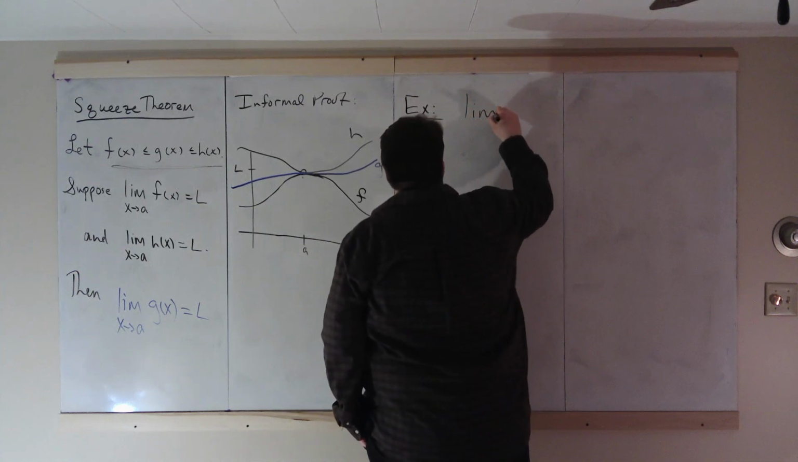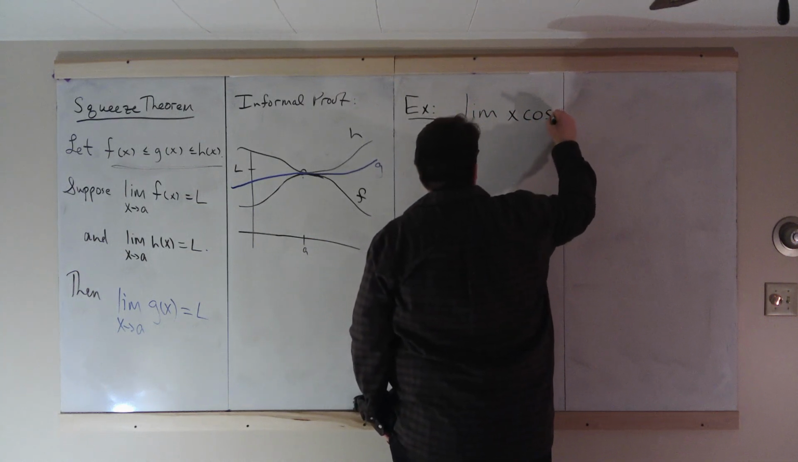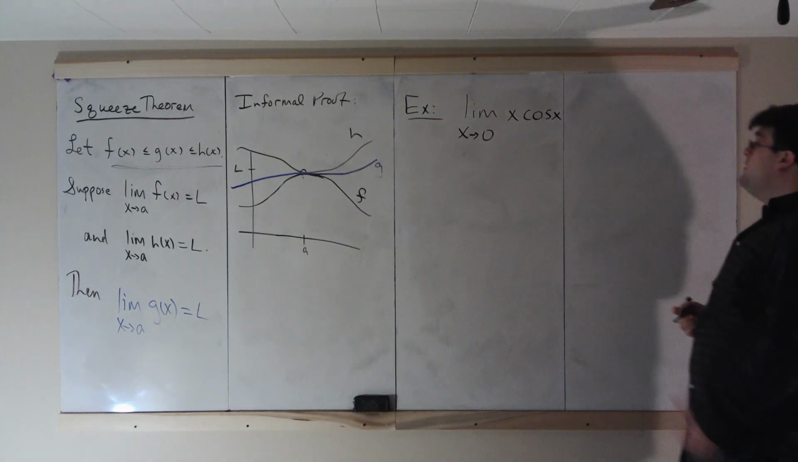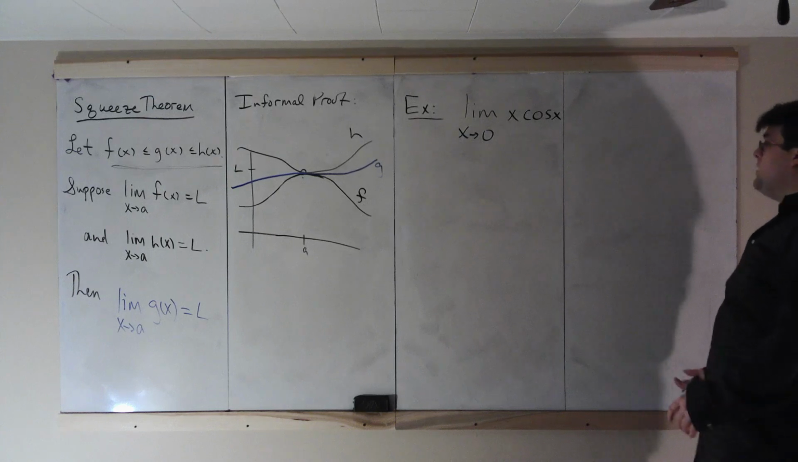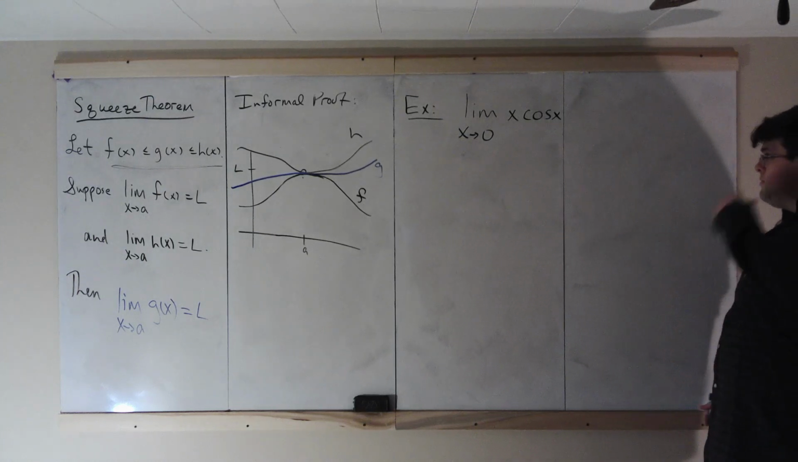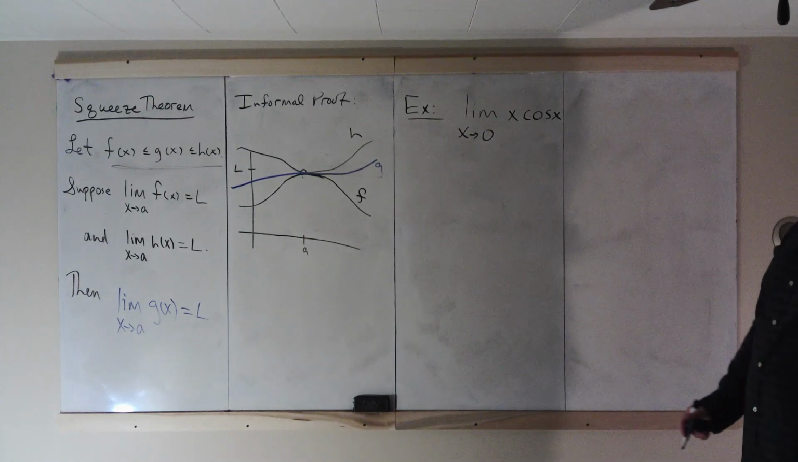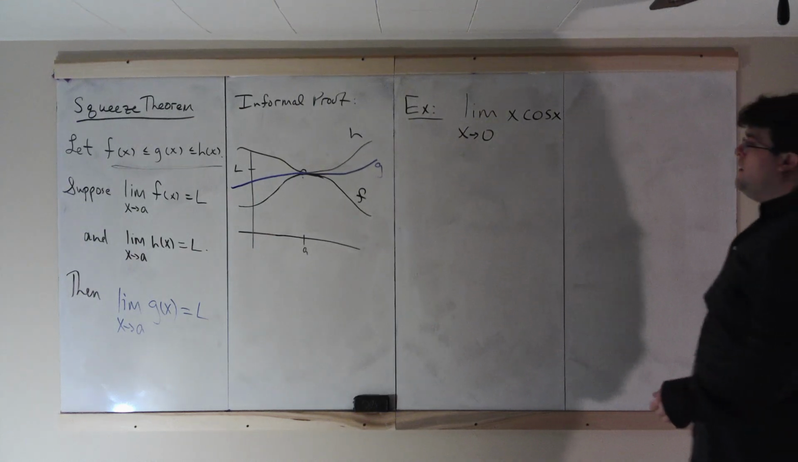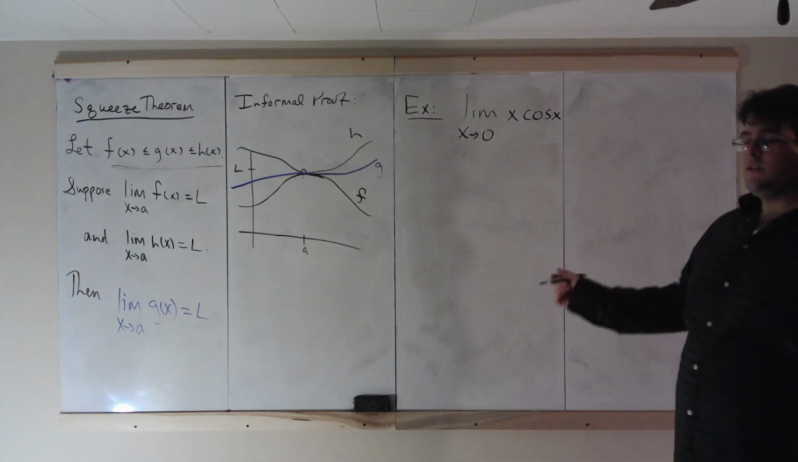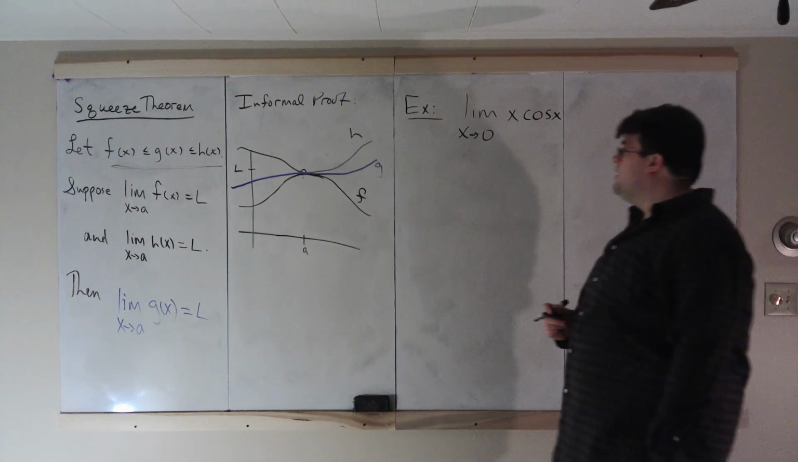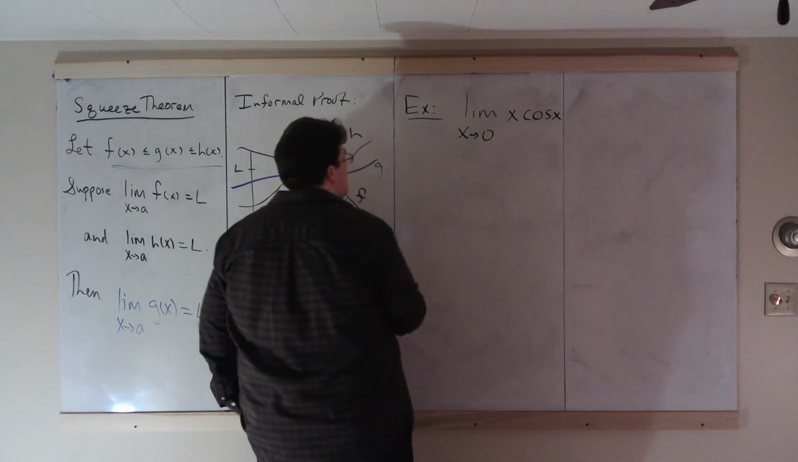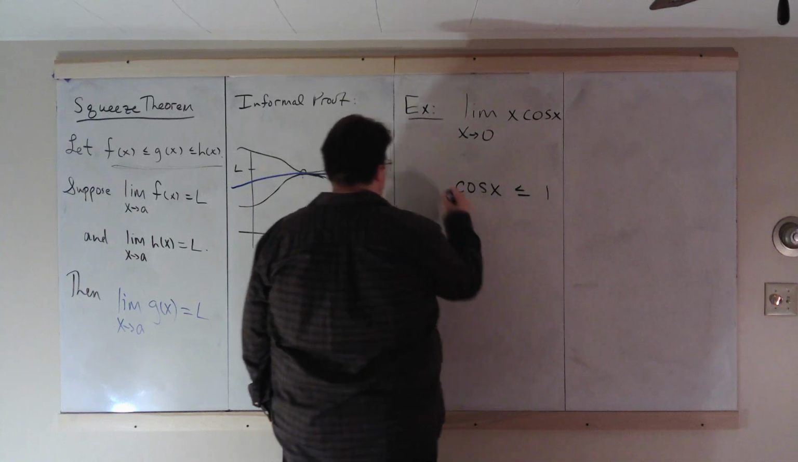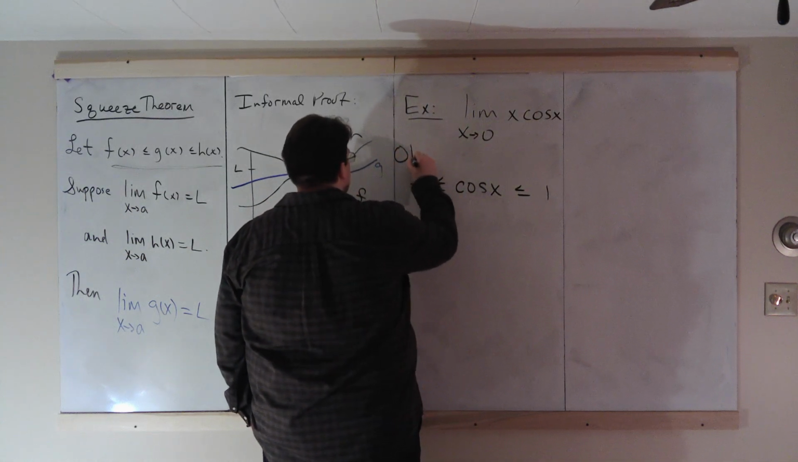So first, let's compute this limit: the limit as x approaches 0 of x cosine x. Now, I know what you're thinking. You're thinking we can just do a substitution and get 0 times 1, and that equals 0. Well, we actually can't do that until the end of week 3. The algebraic limit laws do not tell us anything about trig functions.